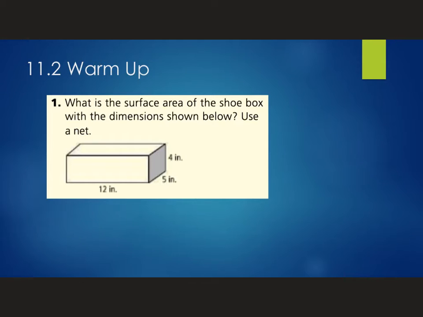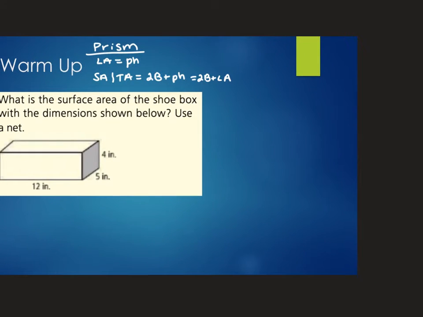So I'm going to write those formulas right here at the top. The prism, we did lateral area, which is perimeter times height. And then we did surface area or total area, because those are the same things, which is 2b plus perimeter times height, or 2b plus the lateral area if you already found it. So that's the prism.